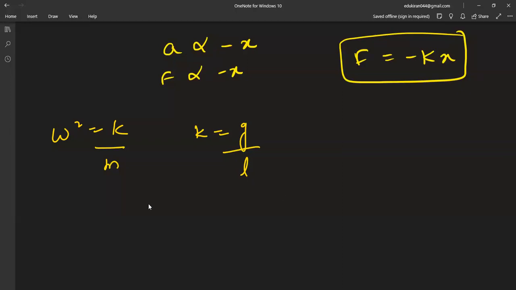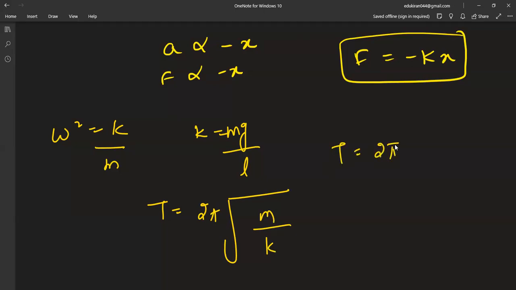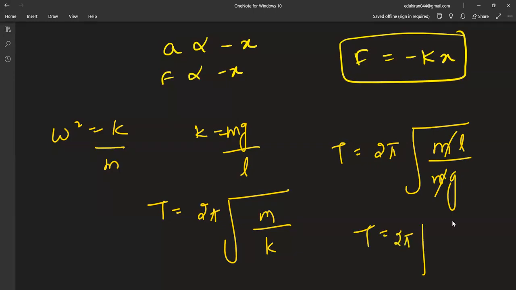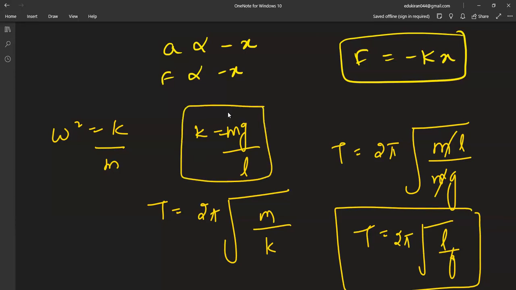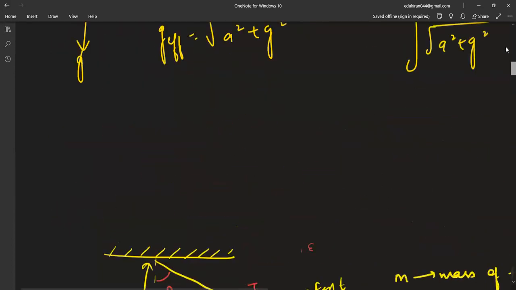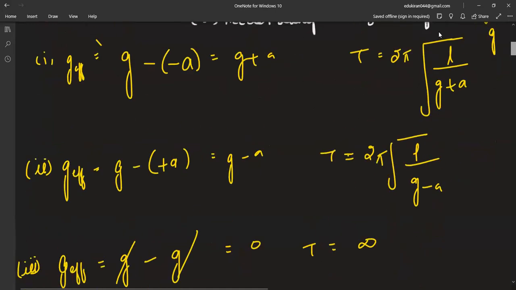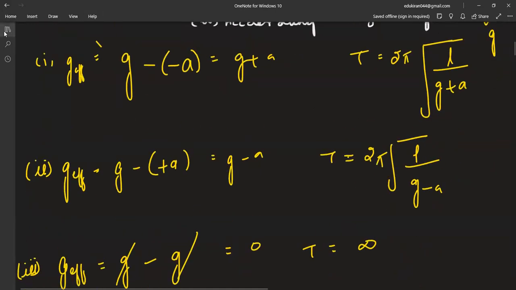How? Look, time period is equal to 2 pi under root m by k. So T is equal to 2 pi. This is mg, L will go up, cancelled. T is equal to 2 pi under root L by g. So in the simple pendulum, the spring constant is this for this specific system. So this derivation can be asked. Write down all these things quickly so that we can move on to the U-tube problems. The last system which is left is the U-tube.